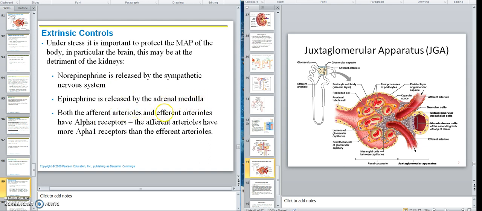Both afferent arterioles and efferent arterioles have alpha-1 receptors. We're back to blood vessels. The afferent arterioles have more receptors than the efferent. That means norepinephrine and epinephrine will have more effect on the afferent than the efferent. The more norepinephrine or epinephrine or both, the more vasoconstriction of the afferent arteriole, because you're not going to do as much GFR, to hold more water in the circulation to give a higher pressure under low blood pressure to perfuse the brain. That's what we're dealing with now.